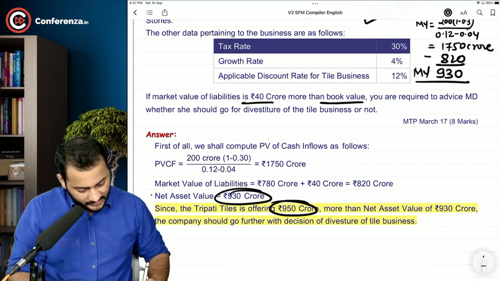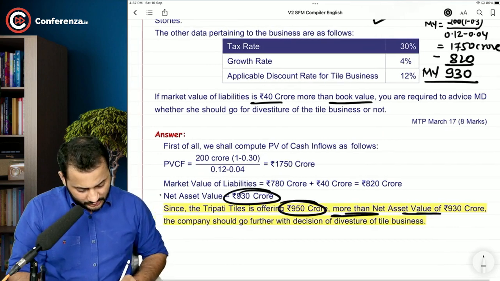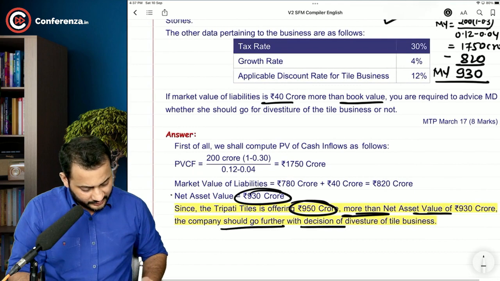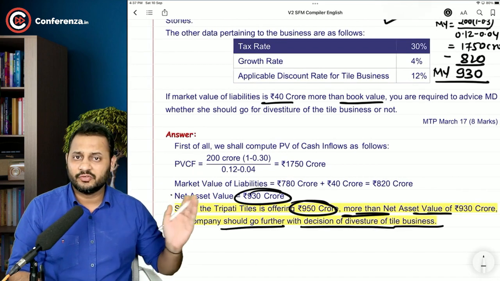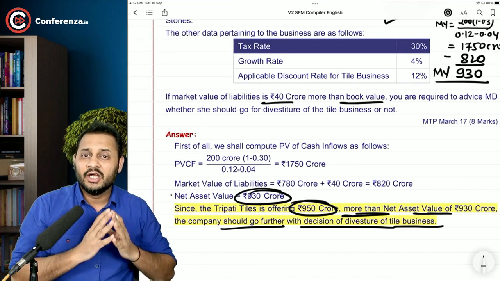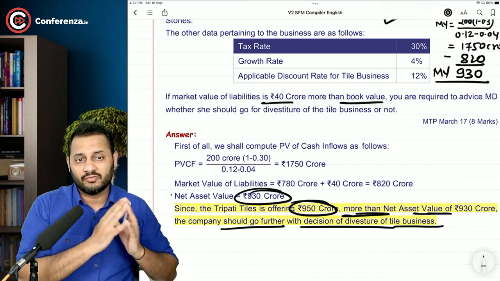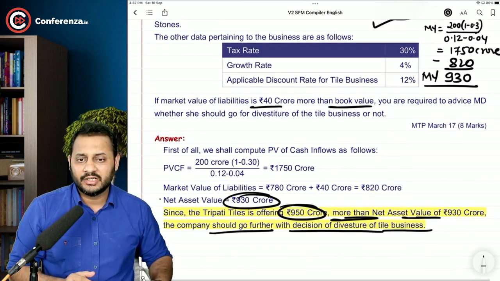930, 950, more than the net asset value. So it should go further with the decision of divestiture. Yes, this offer should be accepted because we are getting 20 crores more than what the value of the company is. And it's very simple.